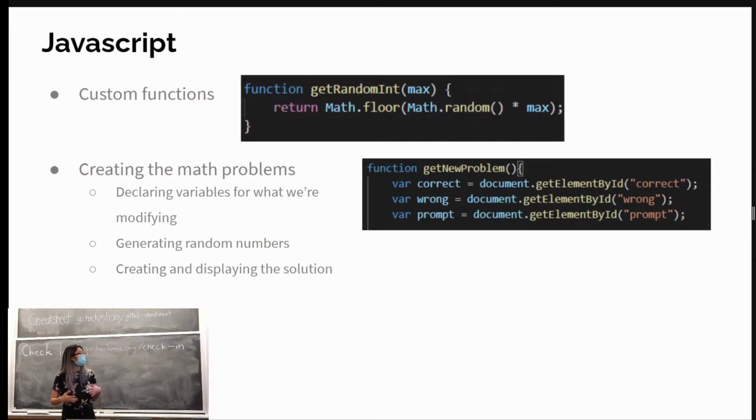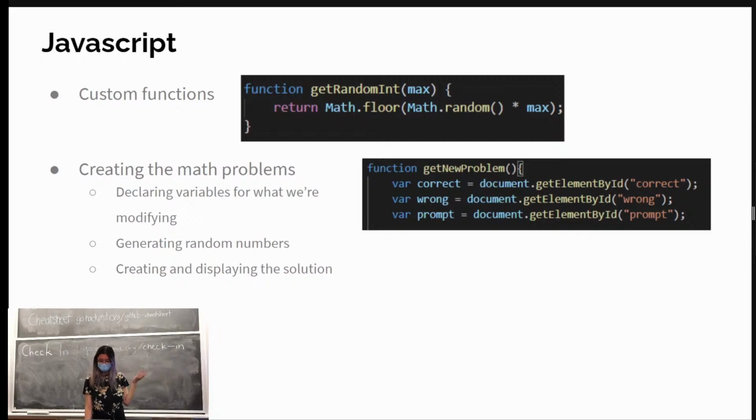Okay. So then, actually creating a math problem, we're going to make a new function called getNewProblem. And we're going to start by declaring variables for what we're modifying. So in this case, we have correct, wrong, and prompt. And these all are grabbing different div IDs from the HTML. We had a correct and wrong button, so that's what we're referring to for our correct and wrong variables. And then prompt refers to that empty div with ID equals prompt earlier. That's where we're going to insert all of our math problems later.